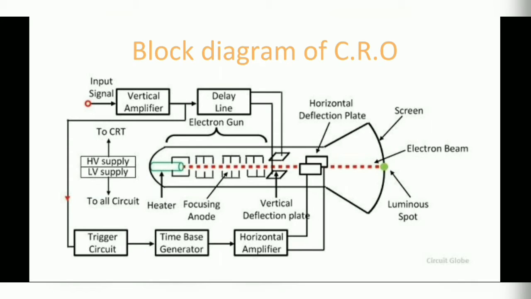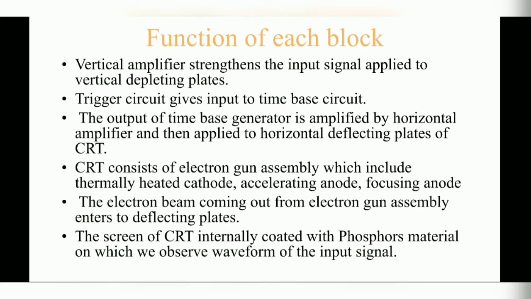Next is the block diagram of CRO. In this you can see there is an input signal, vertical amplifier, delay line, CRT, trigger circuit, time base generator, horizontal amplifier, screen, electron beam, luminous spot.